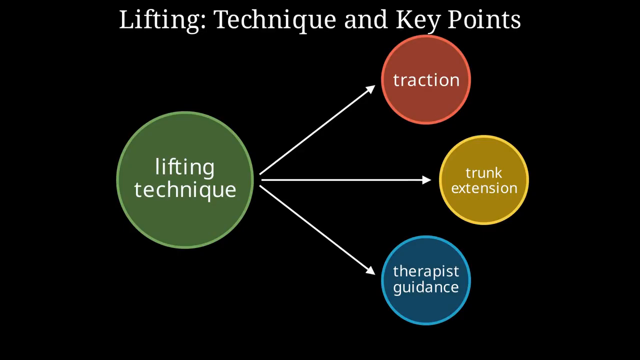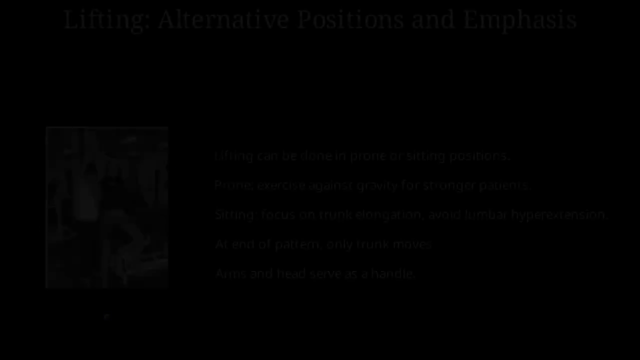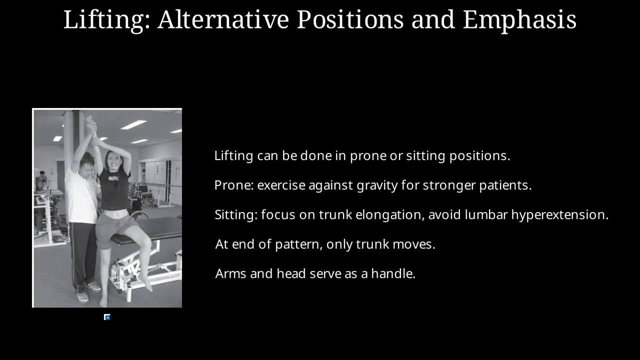The command is to lift the arms and push the head back, guiding the patient into trunk extension with rotation and lateral flexion. Resistance is applied through the arms and head, with the arms and head acting as a handle for trunk movement. Lifting can be performed in prone or sitting positions.